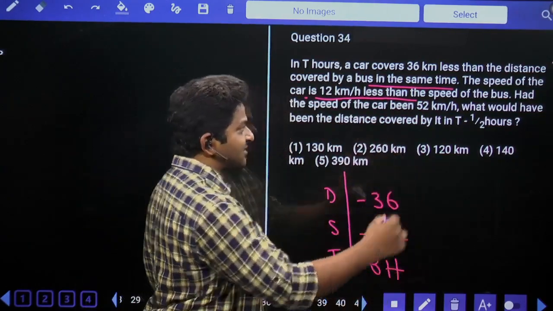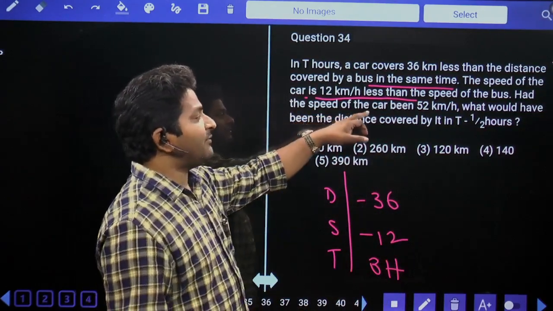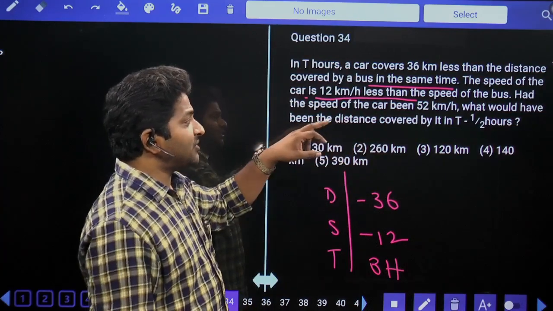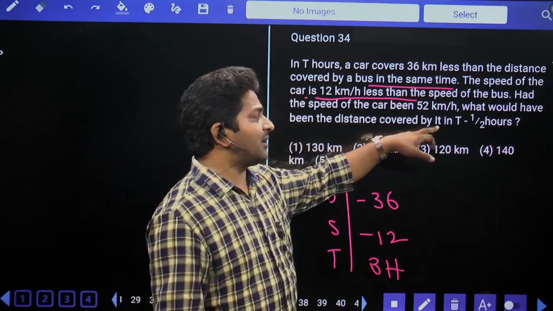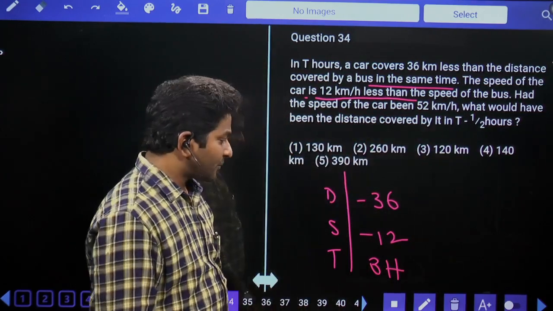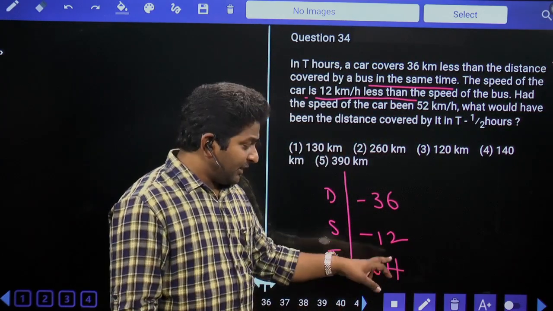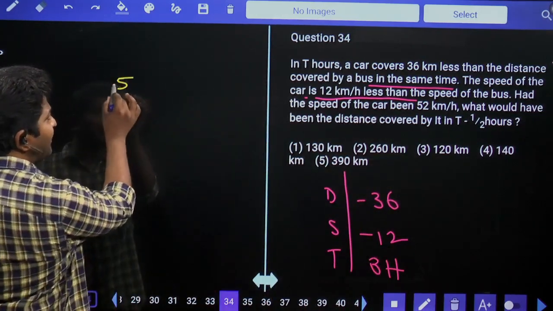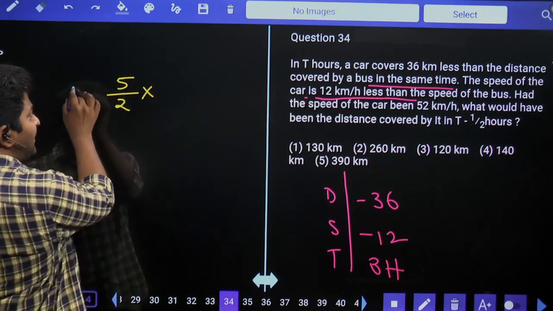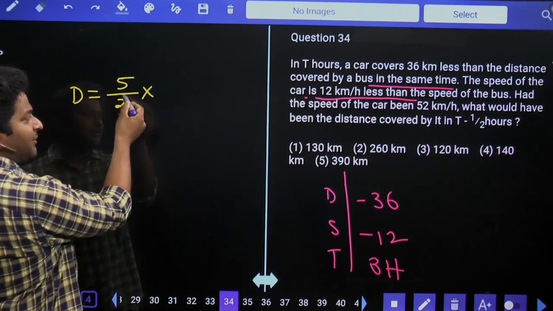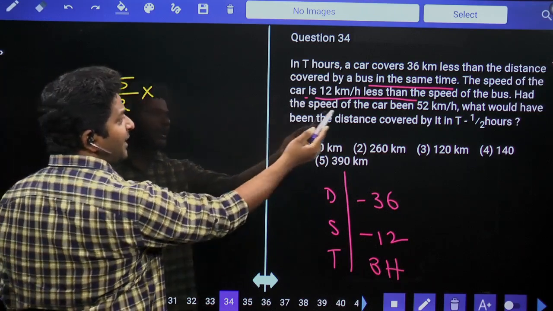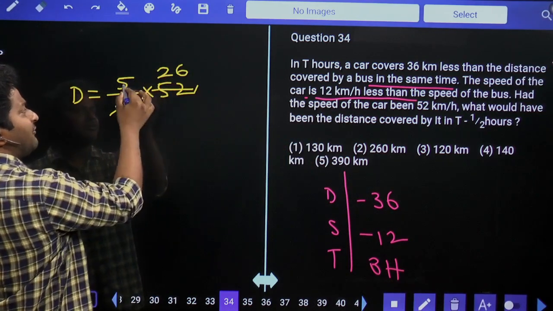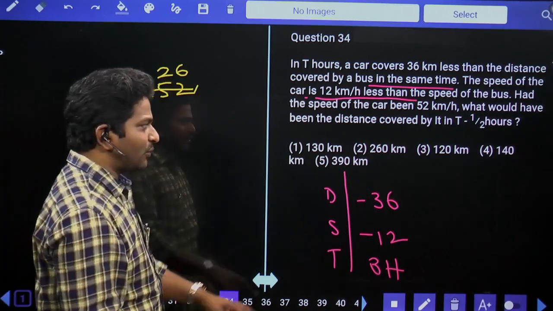Time was 3 hours. Now, had the speed of the car been 52 km per hour, what would have been the distance covered by it in T minus half? T is 3 hours. 3 hours minus half an hour, in the sense 2.5 hours. 2.5 I can write as 5 by 2. Distance covered is equal to speed into time. Time is 5 by 2, into speed they mentioned as 52. 26 times 5 is equal to 130 kilometers.